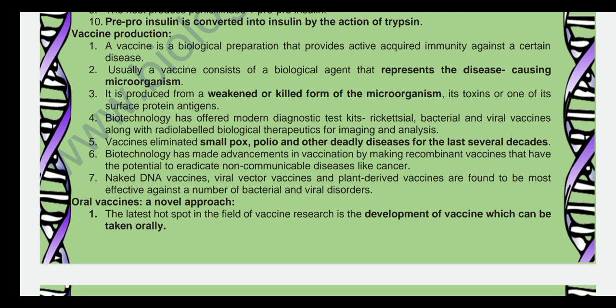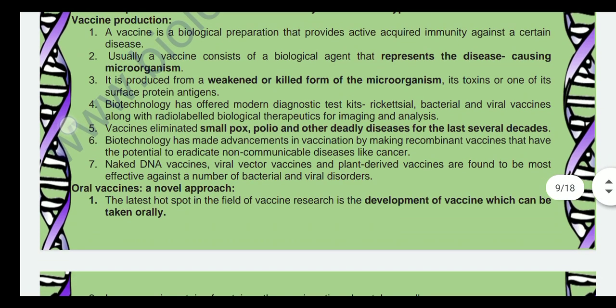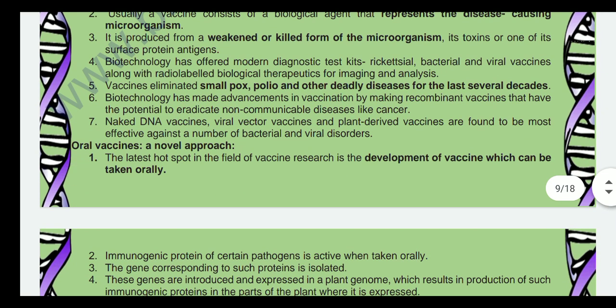Vaccine production. A vaccine is a biological preparation that provides active acquired immunity against a certain disease. Usually, a vaccine consists of a biological agent that represents the disease causing microorganisms. So it is produced from a weakened or killed form of the microorganisms that we have all studied in the earlier chapter, that is human health and diseases. So its toxins or one of its surface protein antigens are used.